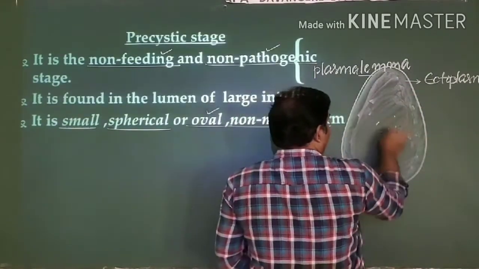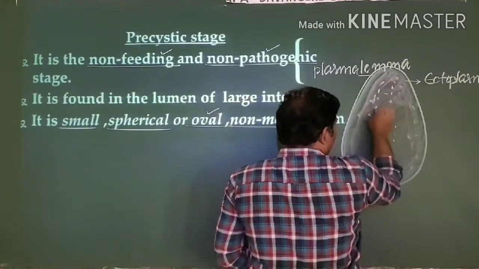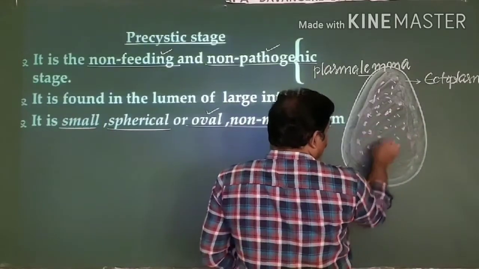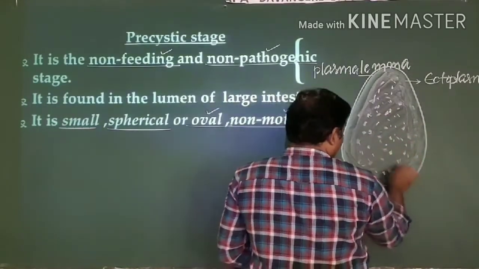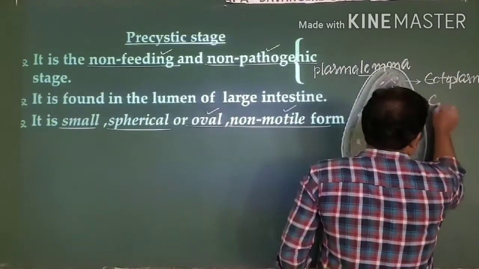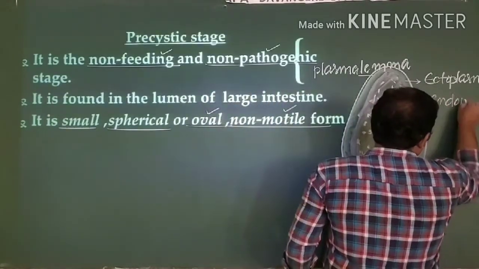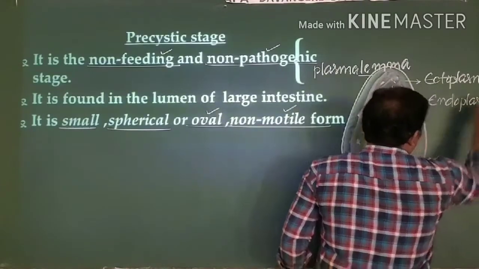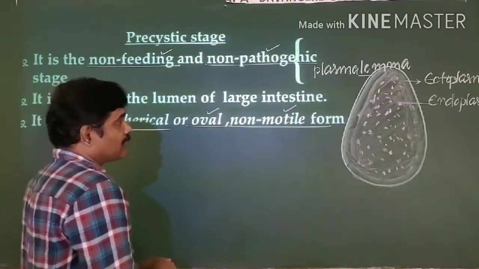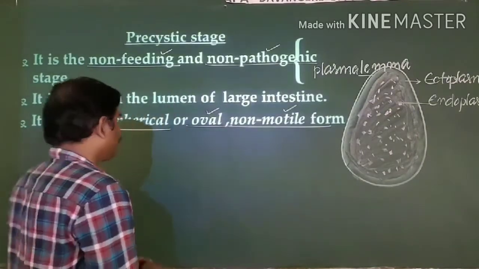This is actually the granular part. The granules are present, whereas the ectoplasm doesn't have any granules. So that is known as the granular part, the endoplasm. Clear? Right. And it is non-motile. As I said, the lobopodium is absent here.